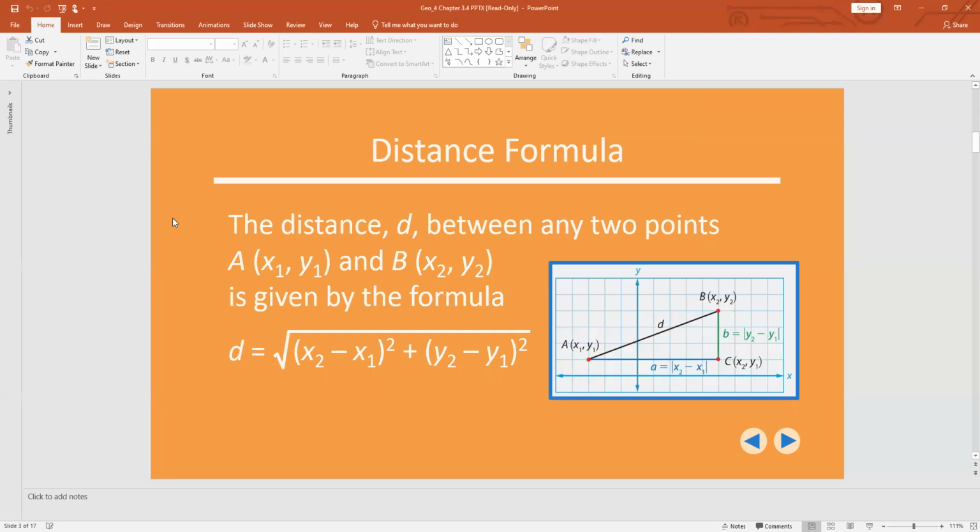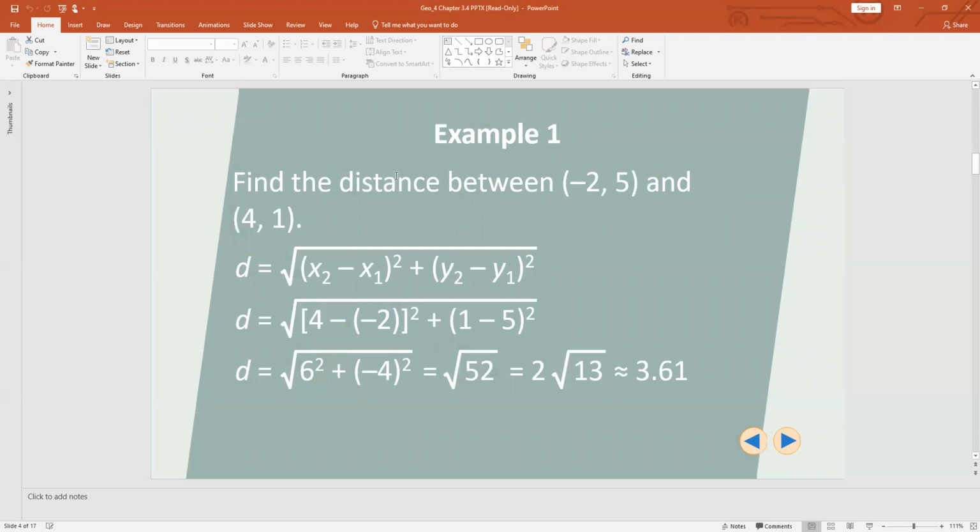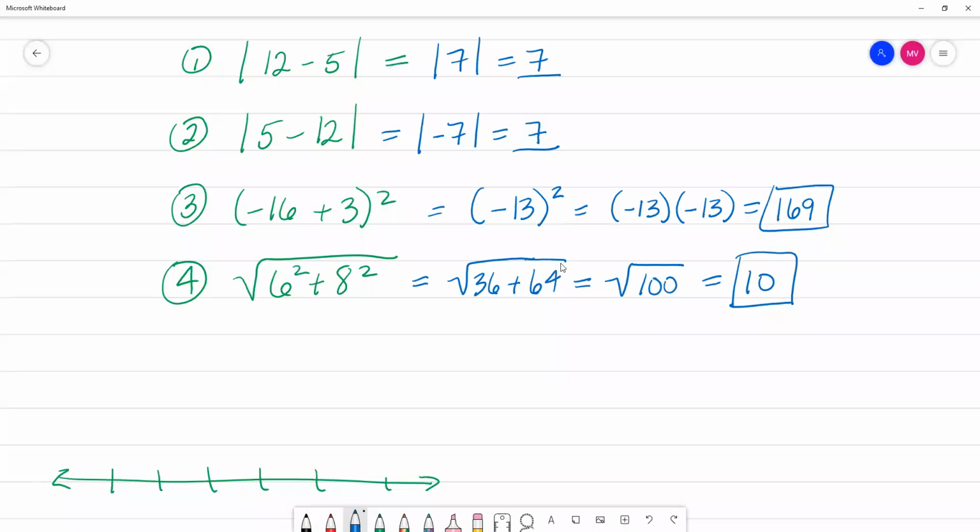Okay, so let's talk about some formulas. The first formula that you come across is the distance formula. So the distance D between any 2 points is given by the formula: D equals the square root of the second X minus the first, squared, plus the second Y minus the first, squared. Now we have example 1. I'm going to go ahead and work on that through the worksheet.